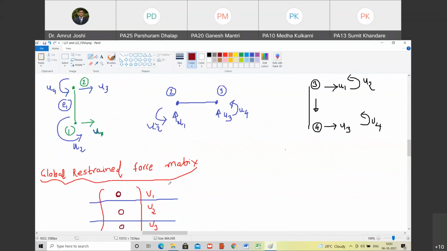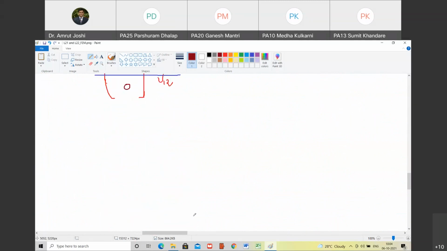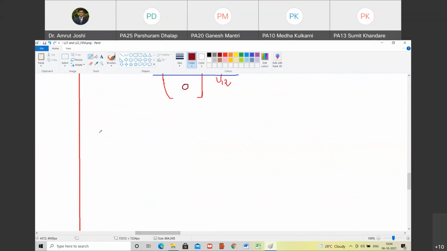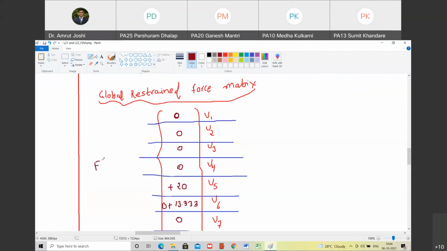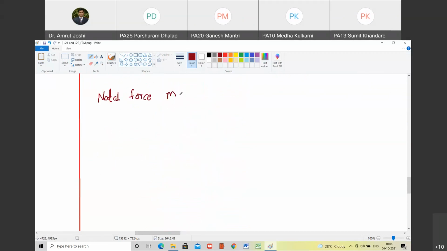Yes, sir. Now we are going to write down something called the global nodal force matrix. Are you with me? Yes, sir. We denote this global restrained force matrix as FR. क्या notation से denote करते हैं हम? FR से. Are you with me? And we denote this nodal force matrix by notation FN.